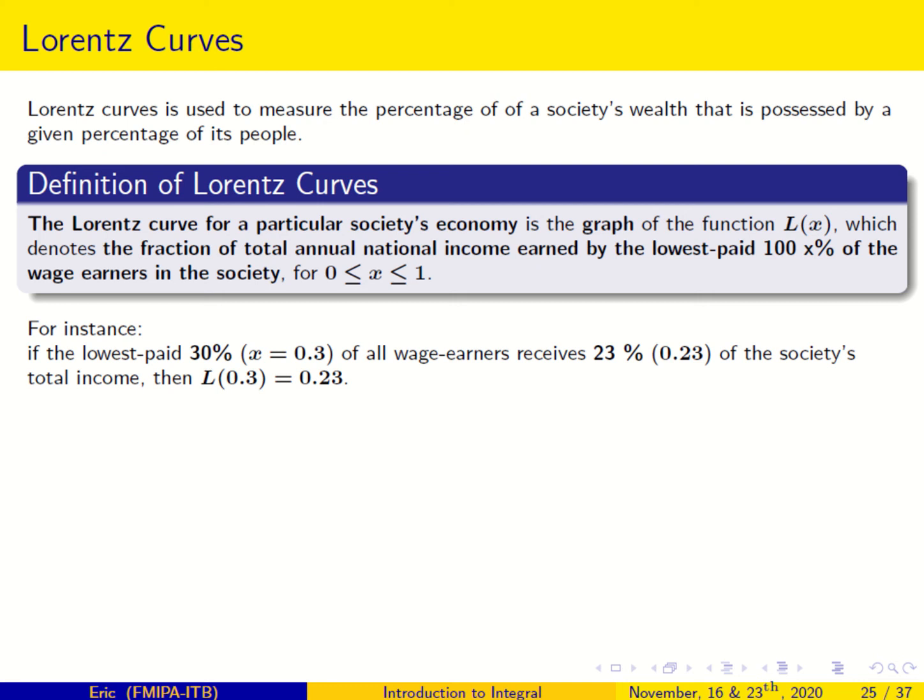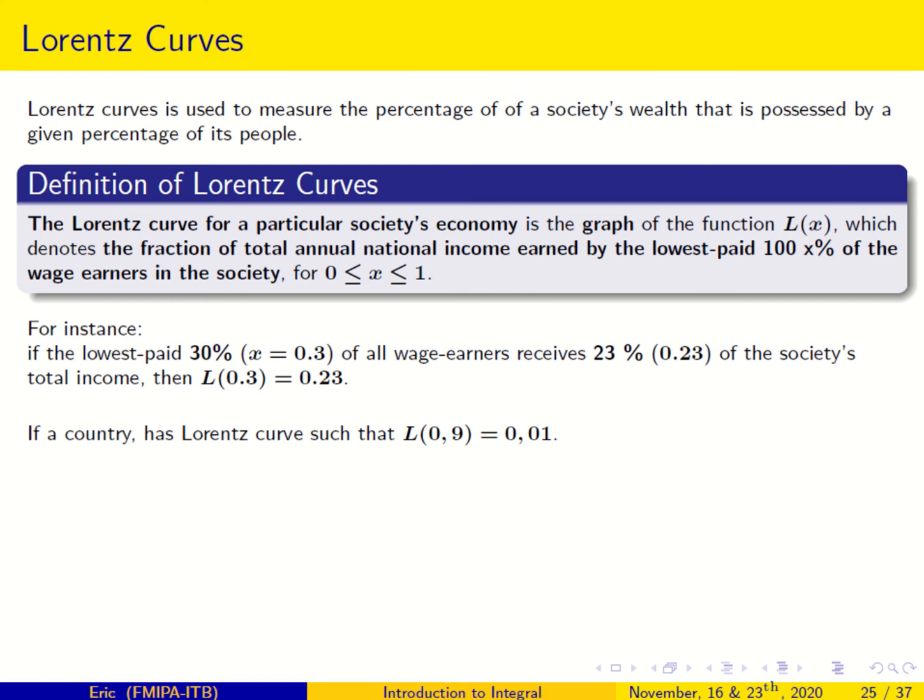So, for instance, don't forget, if the lowest paid 30%, x equals 0.3, that is, 30% of all wage earners receive 23% of the society's total income, then L(0.3) is 0.23. And if a country has a Lorenz curve such that L(0.9) is 0.01, it should be a dot, not a comma here.